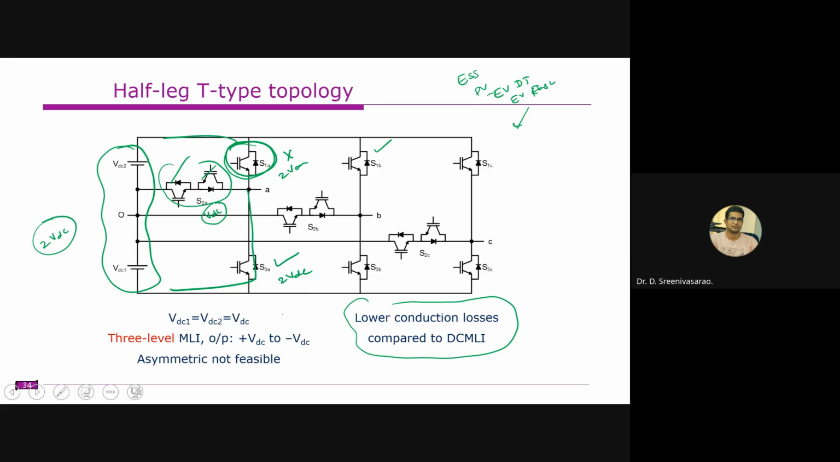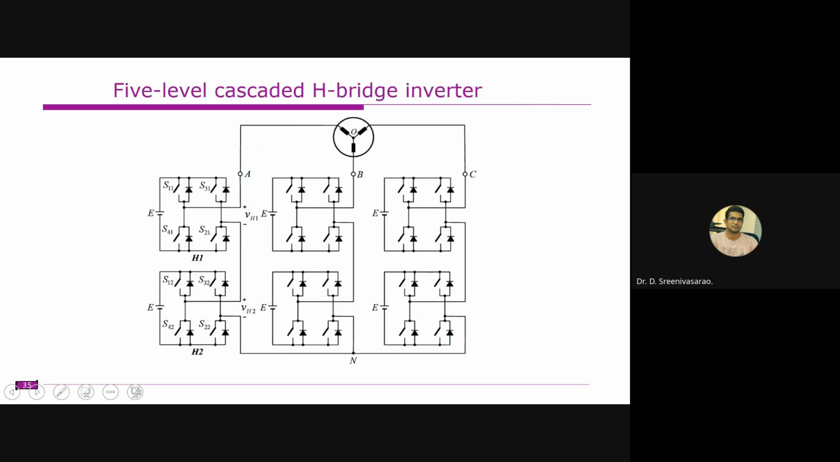Next, we quickly move to the cascaded H-bridge inverter. This is another multilevel inverter, which is very popular.